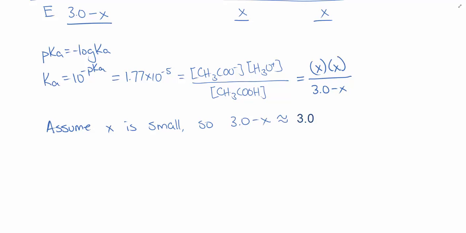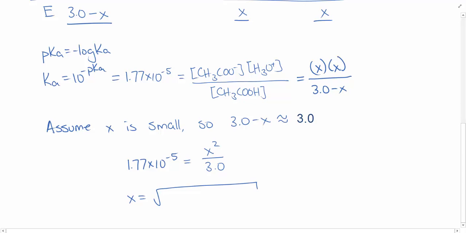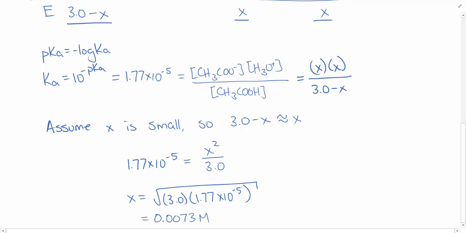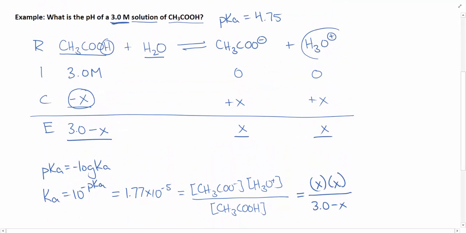But by making this assumption, we can say now that 1.77 times 10 to the negative 5, the Ka, is equal to X squared over 3.0. Now this is quite simple to solve. X is simply equal to the square root of 3.0 multiplied by 1.77 times 10 to the negative 5. So X is equal to 0.0073 molar.